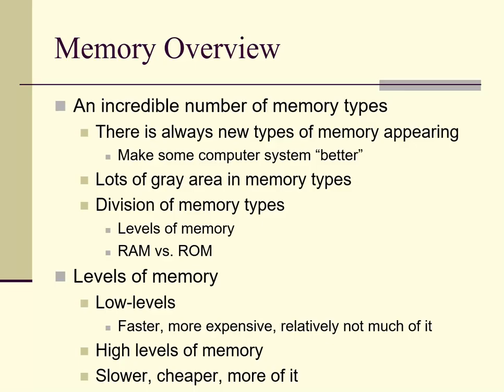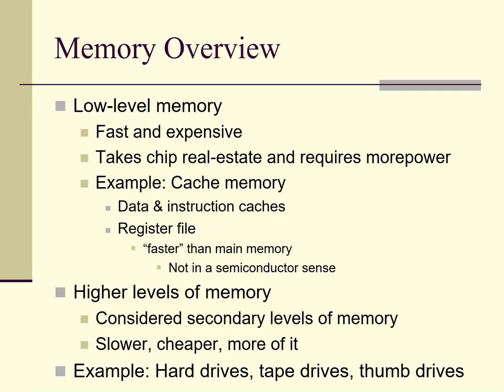We'll say number one is going to be levels of memory, and number two is going to be RAM versus ROM. Okay, so as for levels of memory, low-level memory is considered faster, more expensive, and due to those issues, there's relatively not much of it. Higher levels of memory are slower and cheaper, and there's going to be more of it. And so the example is low-level memory, fast and expensive.